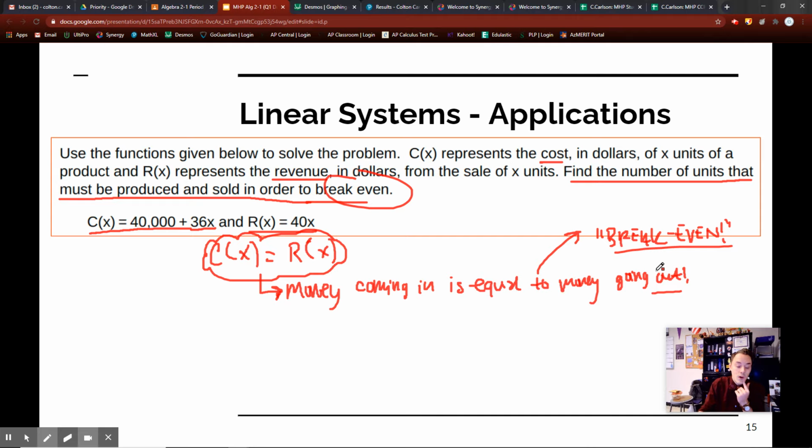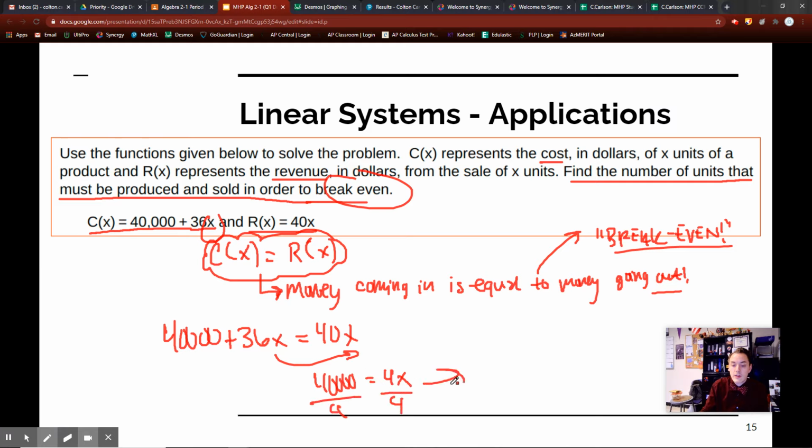And it's something that you don't want to happen. So they want us to find the number of units, x, that must be produced in order to break even. So what does this mean? We set them equal. So 40,000 plus 36x equals my revenue, which is 40x. And then I just solve. I subtract that over. So this is 40,000 equals 4x. I divide by 4, divide by 4. What does x equal? x equals 10,000.